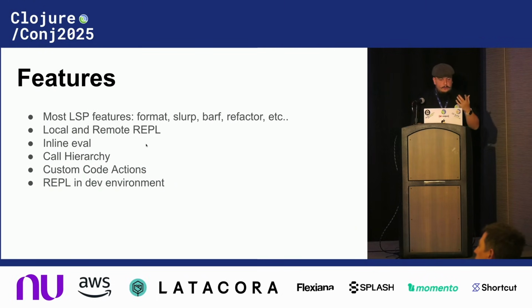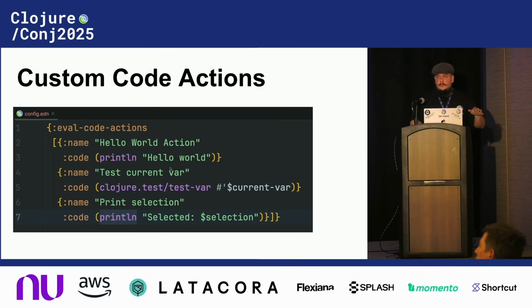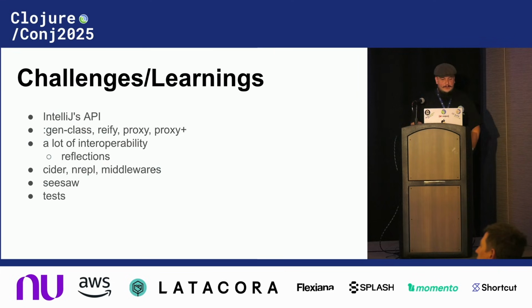So yeah, I showed most of the features here, and these are just some prints in case the demo goes wrong. So, challenges and learnings. The first challenge is the IntelliJ API. The documentation is really hard. They make breaking changes a lot, so it's pretty hard to follow.